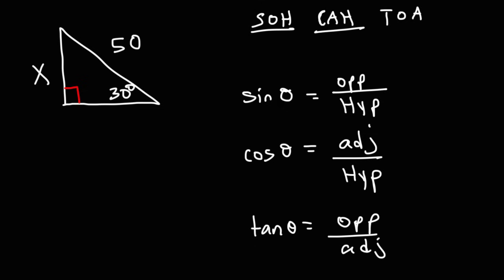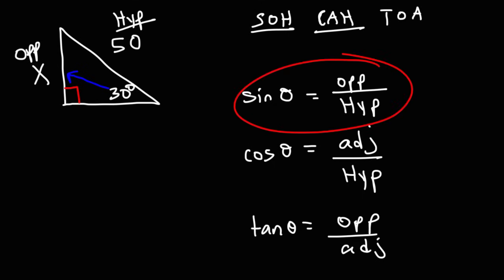Now, looking at the triangle that we have, which one of these trig ratios do we need to use? Sine, cosine, or tangent? So first we need to focus on the angle. Opposite to the angle is x, and we know that the hypotenuse is 50. So we have the opposite side and the hypotenuse side. Therefore, we need to use the sine ratio.